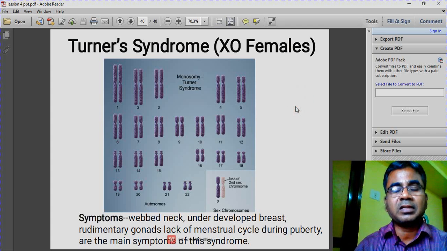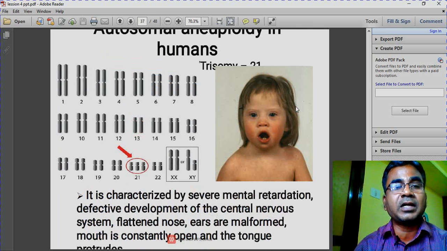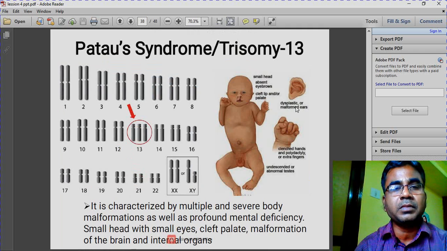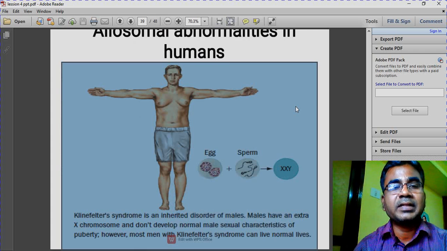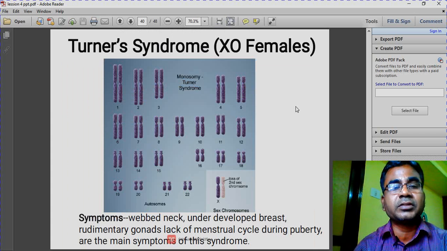So in this class we have studied the chromosomal abnormalities. The first two are autosomal abnormalities. This is Down syndrome, and the next one is Patau syndrome. These two are autosomal abnormalities, and the next two, Klinefelter syndrome and Turner syndrome, are allosomal abnormalities, abnormalities in the sex chromosomes.